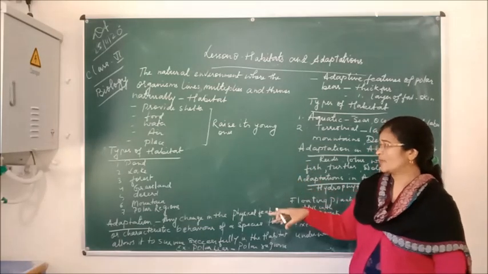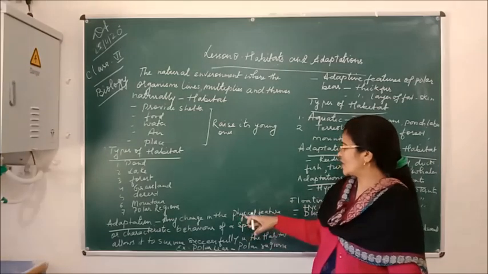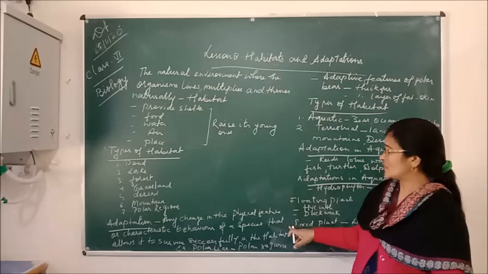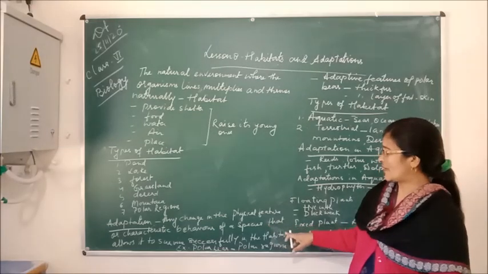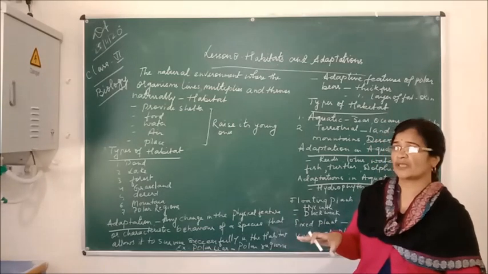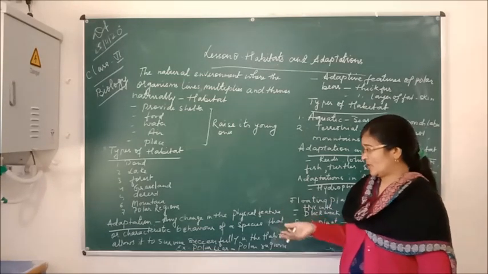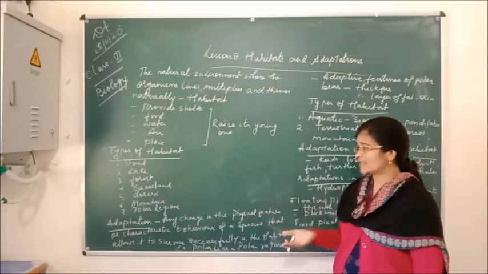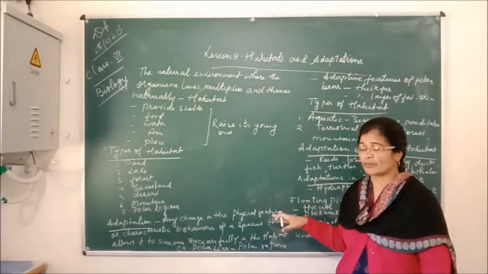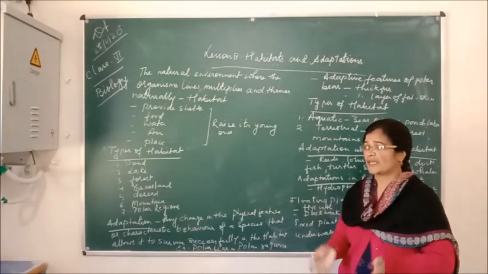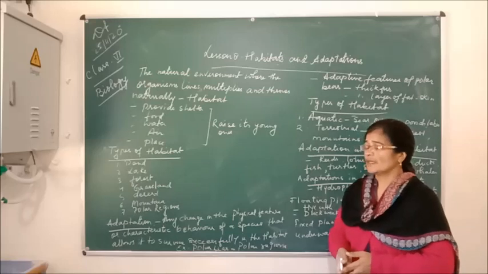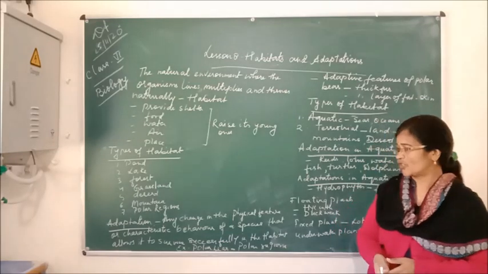And now what is adaptation? Adaptation is the change in the physical feature or characteristic behavior of a species that allows it to survive successfully in the habitat. Means any kind of changes which occur in their physical appearance or in their characteristic behavior so that they can survive better in that particular environment, that is called adaptation.